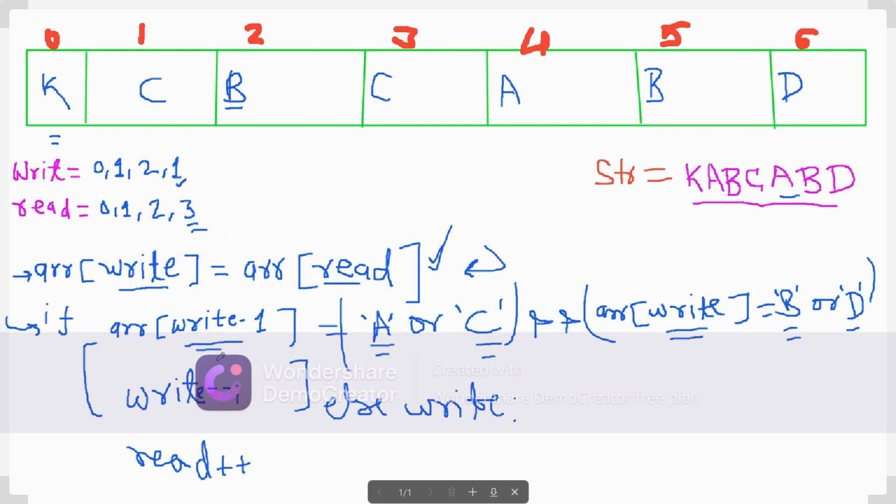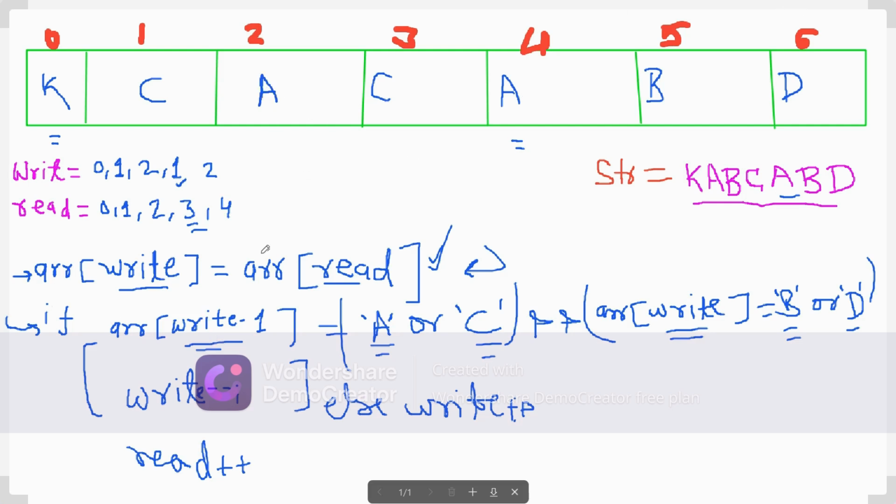Now we will check here. What is at write minus 1? Write is right now 1, right? So what is at write minus 1? This is k only. It is neither a nor c. So we will not get anything. So anyway we are increasing both of them. Write plus plus as well as read plus plus. So this will become 2 and this guy will become 4 now. So whatever is there at 4, we have to update it into 2. So this a should come at the index 2, right? So instead of b I am updating it as a. So I have made it a.